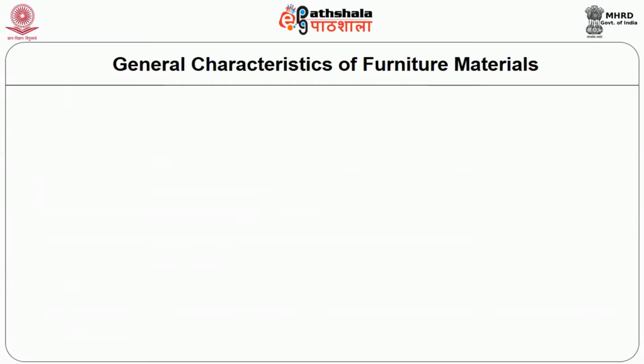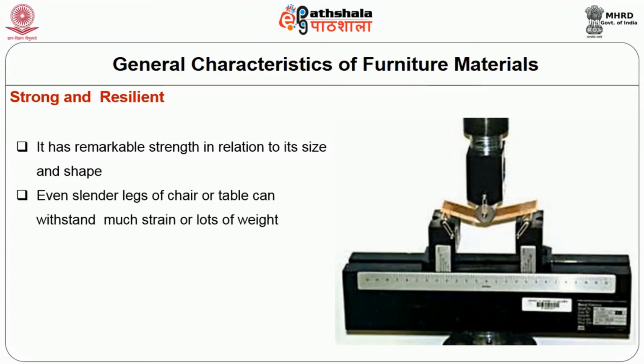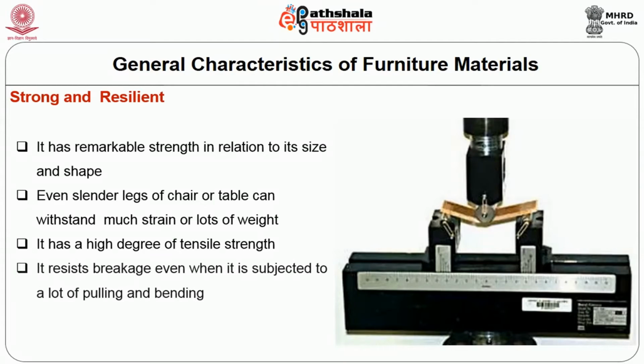The second important characteristic of wood is that it is strong and resilient. It is naturally strong. It has remarkable strength in relation to its size and shape. That is, even slender legs of a chair or table can withstand much strain or lots of weight. Then it has a high degree of tensile strength also. It resists breakage even when it is subjected to a lot of pulling and bending. Wood has a great compressive strength too, and therefore it has been used for making legs of very heavy furniture.